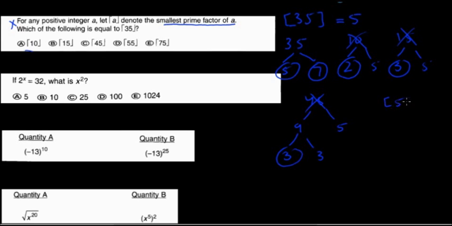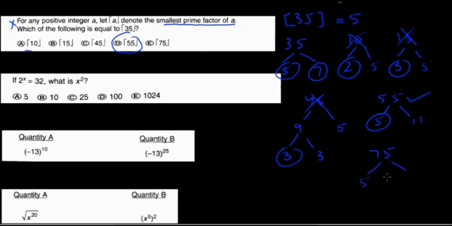For 55, let's write it without the brackets. 55 will have 5 and 11, and both of these are prime. And there you go, 5 is the smallest prime factor for 55, so 55 is your answer. Okay, so 55. We can also do it for 75, just if you're curious.